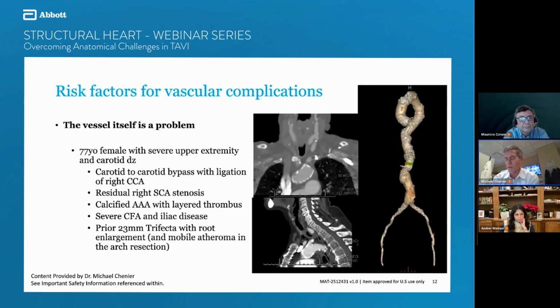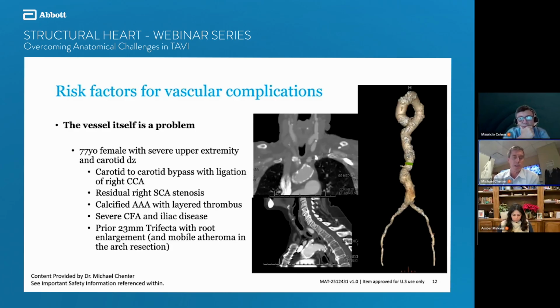The other three things that I always think about: access route inherently is going to change your risk, right? But is the vessel itself a problem? I'll show this case in just a second. Is your angle of the aortic arch or your valve angle a problem? Because that's going to give you some risk. And then is there body habitus in general? Those are really the four things that I have to be cognizant of when we're planning for these cases.